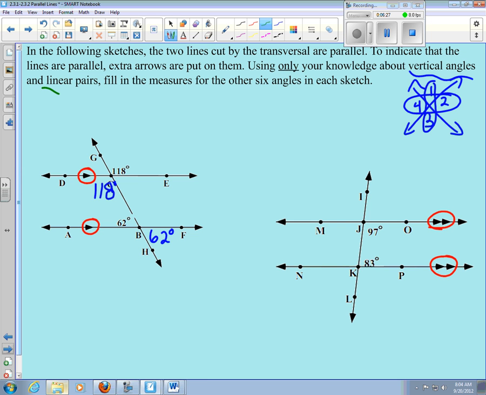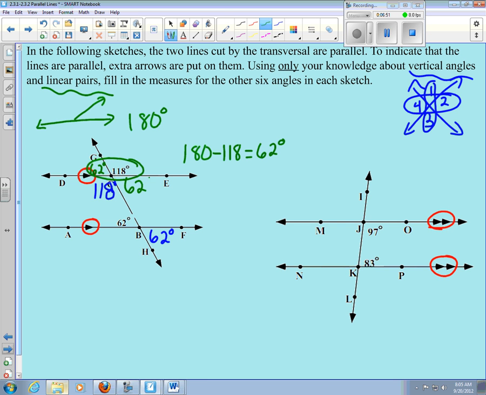Now let's talk about linear pairs. Linear pairs are two angles that form a straight line. And remember, a straight line is 180 degrees. So now I can take my knowledge about these two angles that form a linear pair here, take my 180 minus 118, and I get 62 degrees. So I can say that this angle is 62 degrees. Bringing back in our idea about vertical angles, I know that this one is congruent, so it's also 62 degrees.